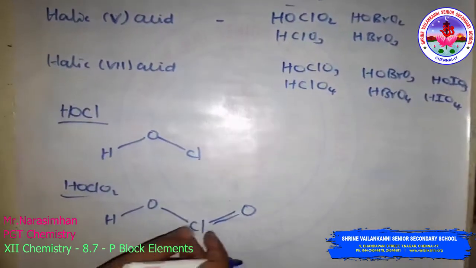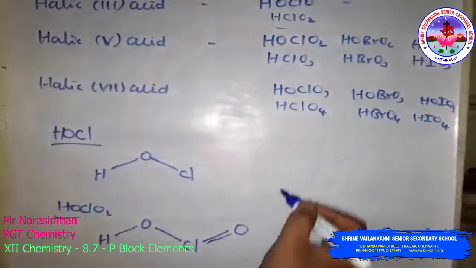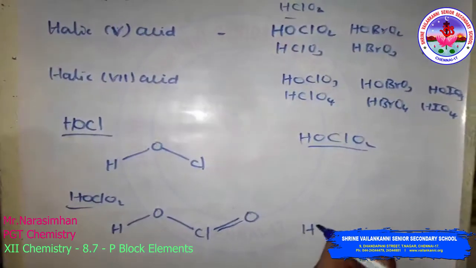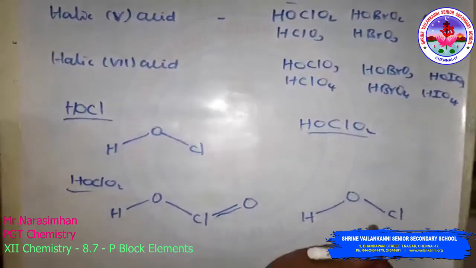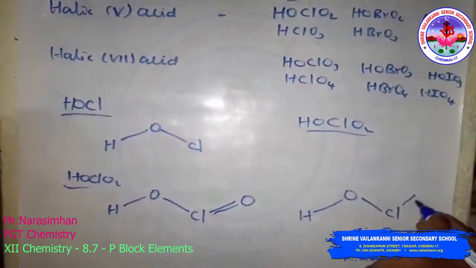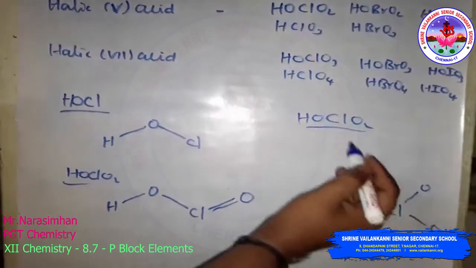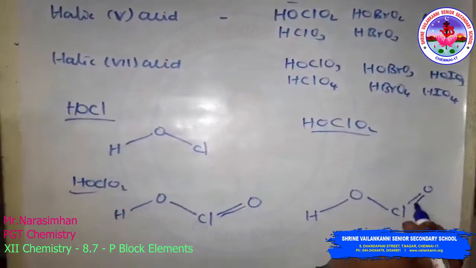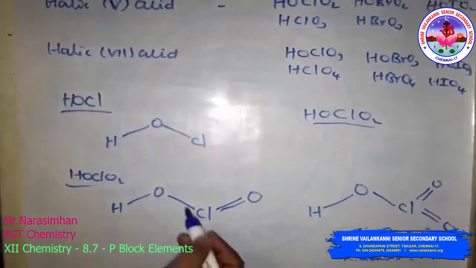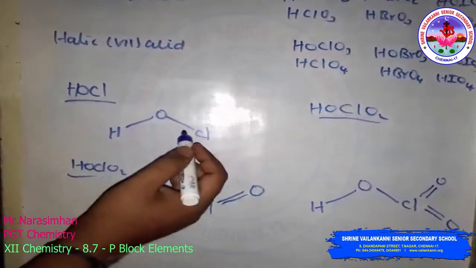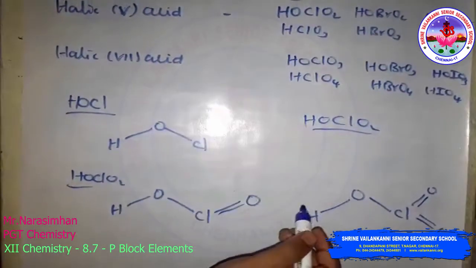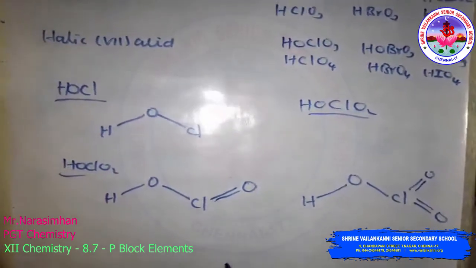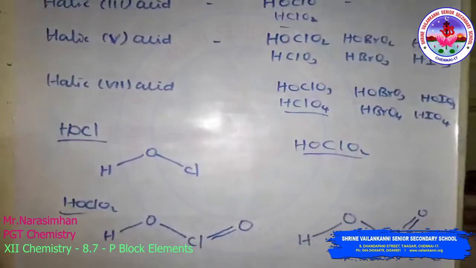Then for +5, HOClO2, you have to draw the structure like this: HOCl, then the remaining two oxygens. Write like this, and here the oxidation state is 5, so the chlorine is satisfied with 5 bonds. This is chloric acid, and for perchloric acid, with +7, you have to follow the same way.